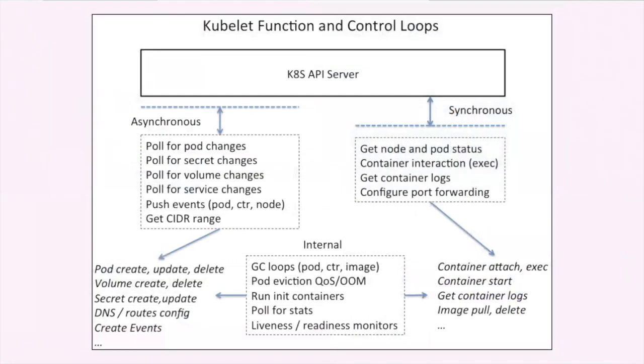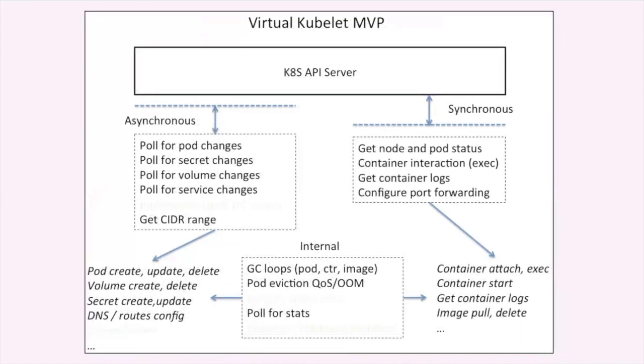All right, so this is what the Kubelet does today. Here are the asynchronous and synchronous kind of control loops that we have, and the things that we're polling for inside the kubelet itself. So we're always getting node stats and pod stats and container logs and things like that. And then you also have to create, update, and delete your pods, volumes, and secrets. So this is kind of what our MVP strove to be.